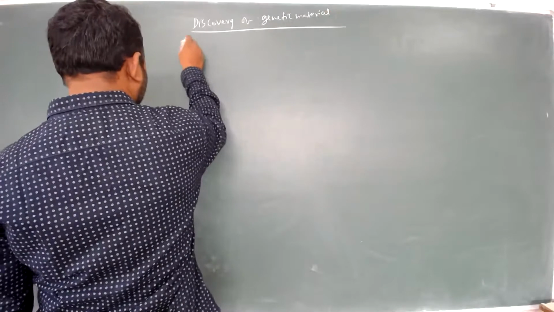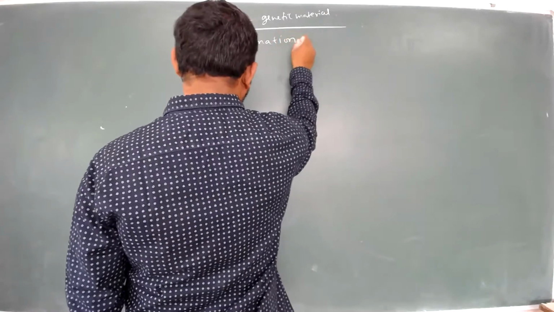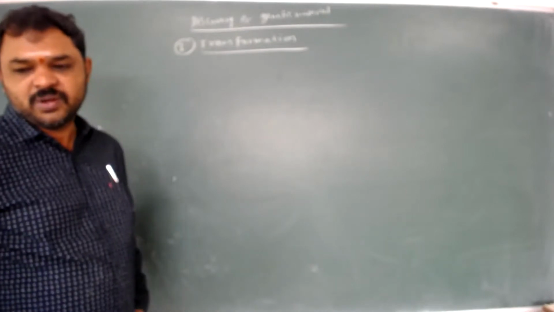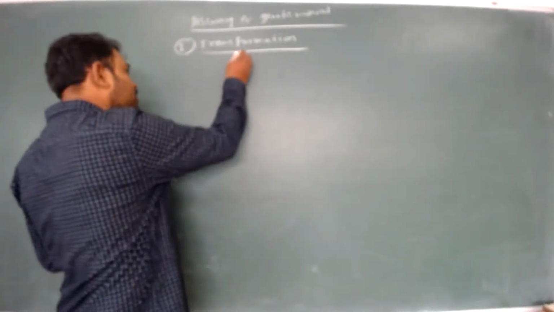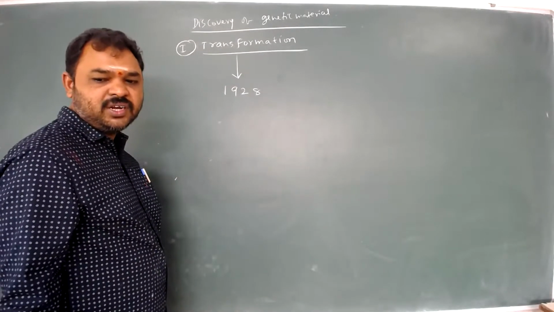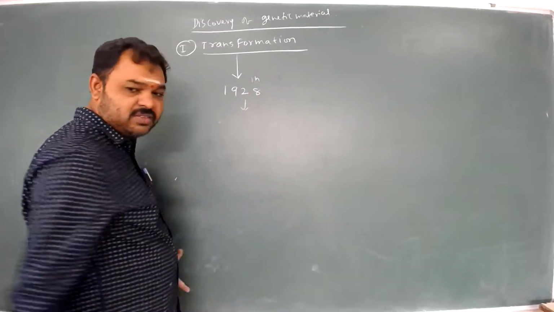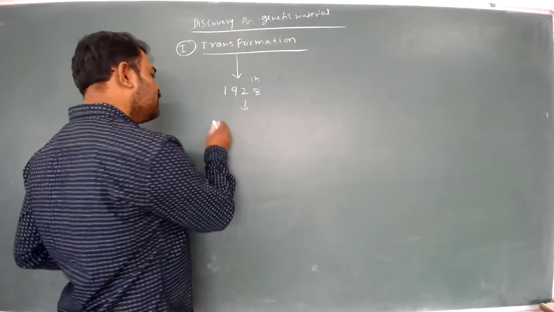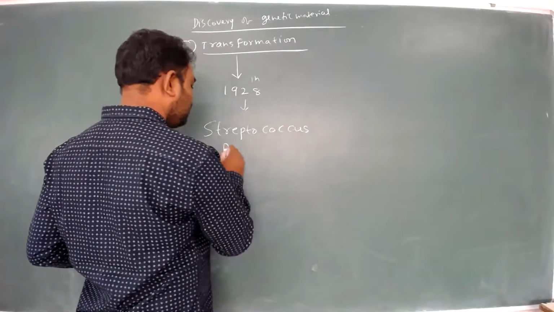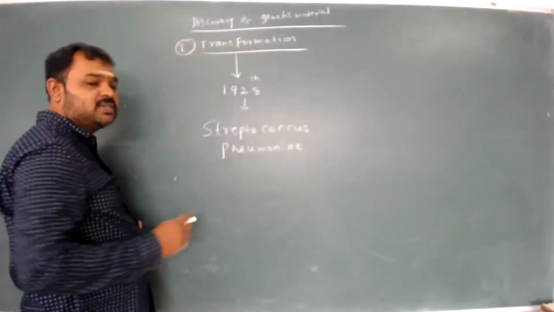The first experiment is the transformation experiment. Discovery of genetic material, what is the first experiment? Transformation experiment. This transformation experiment was done in the year of 1928. And where was it done? In bacteria. What is the bacteria? Streptococcus pneumoniae bacteria. Transformation in the discovery of genetic material.